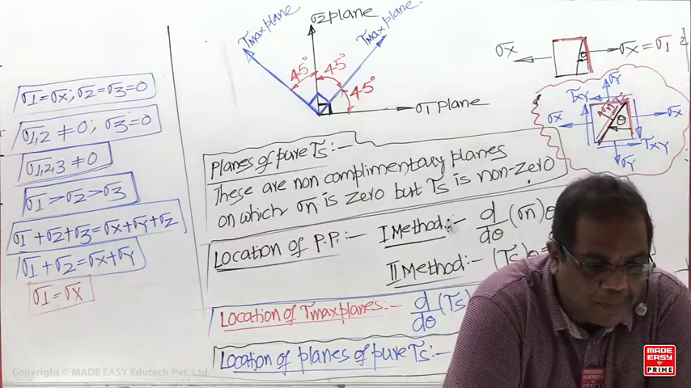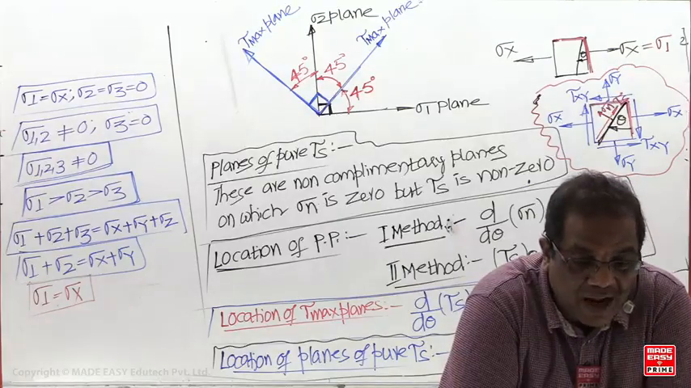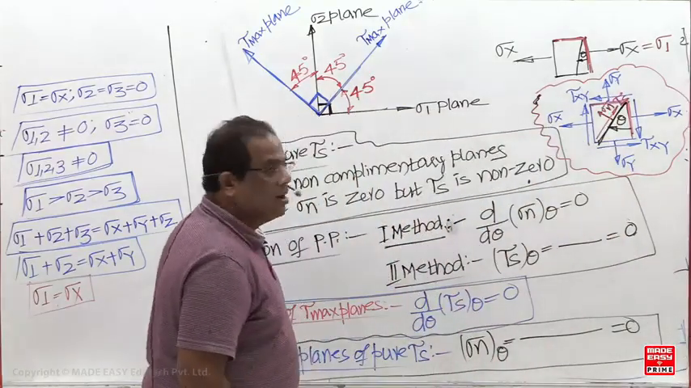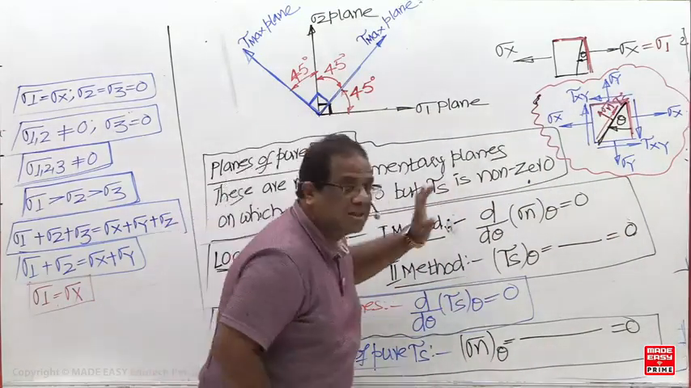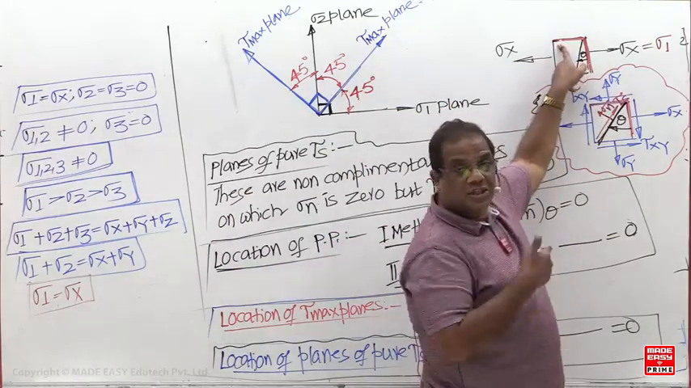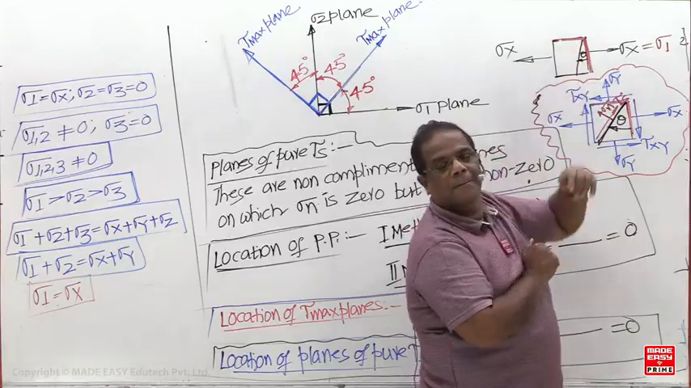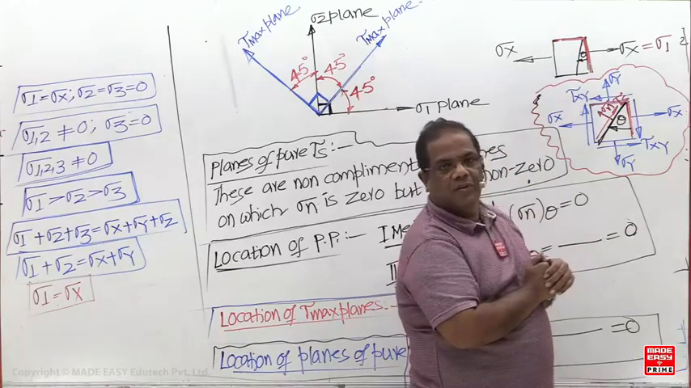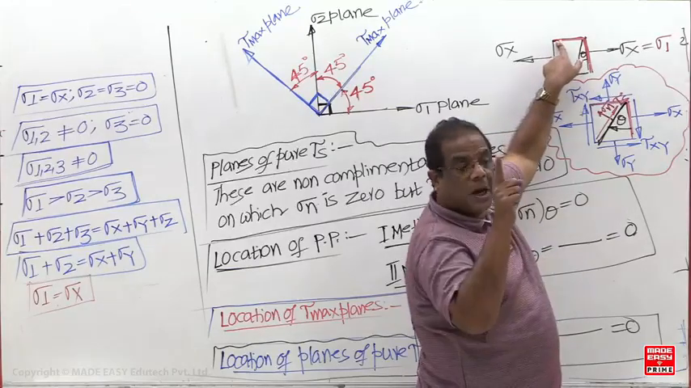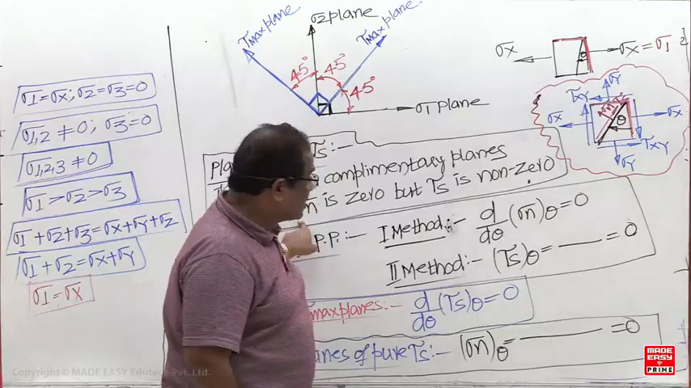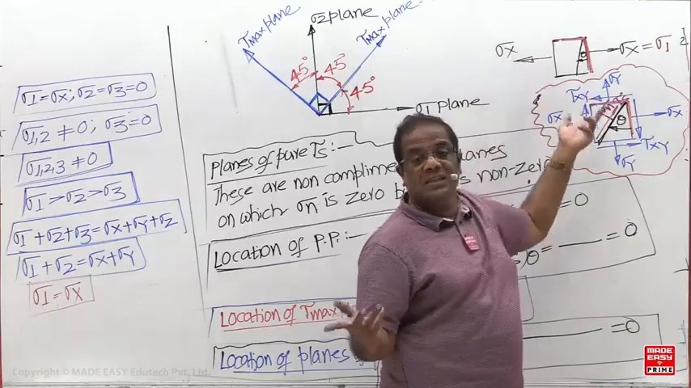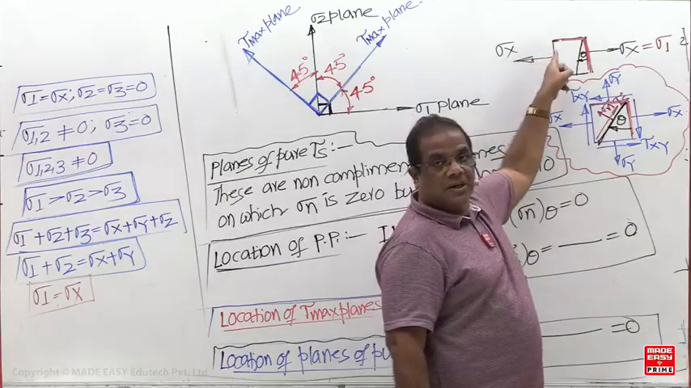Mr. Anurag, it is not a plane of pure shear. A plane of pure shear means the normal stress should be zero, but the shear stress should be non-zero. On this plane, the normal stress is zero, but the shear stress is also zero. So it is not a plane of pure shear. One of your friends is having a doubt, saying this is a plane of pure shear because the normal stress is zero. But the definition I have given is that the normal stress should be zero but the shear stress should be non-zero. On this plane, the normal stress is zero, but the shear stress is also zero.